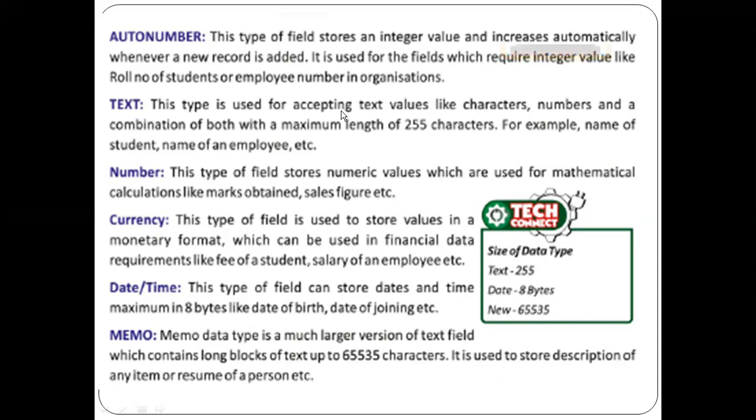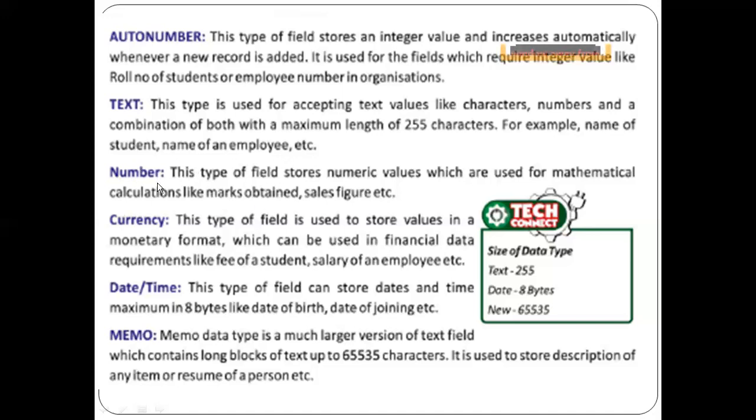Text. This type is used for accepting text values like characters, numbers, and combinations of both with a maximum of 255 characters. Now, when I say 255 characters, a space is also one of the characters. So you have to be very specific when you write a text. Spaces are also included in it. So don't think my characters were 255 but it didn't accept it, because space is also one of them. So you have to include that also. For example, name of a student, name of an employee, etc. can be a part of text.